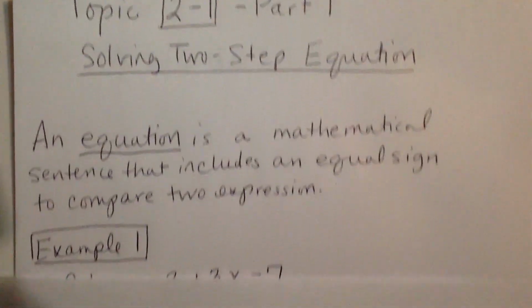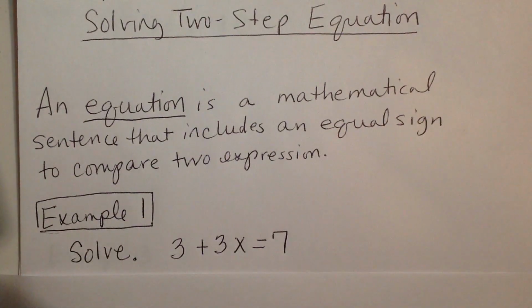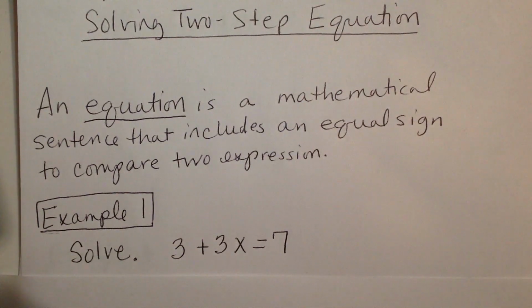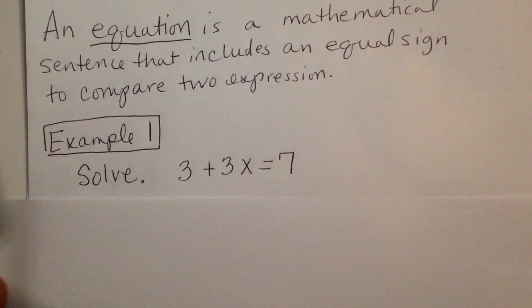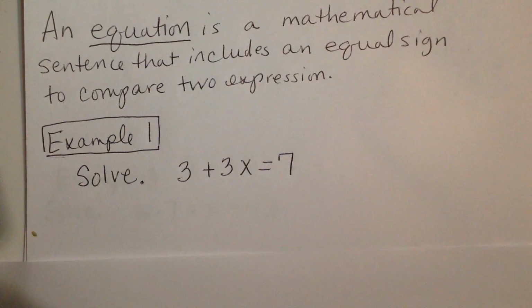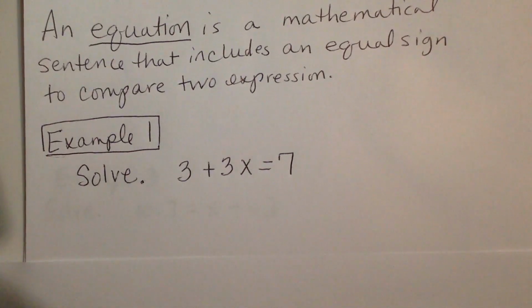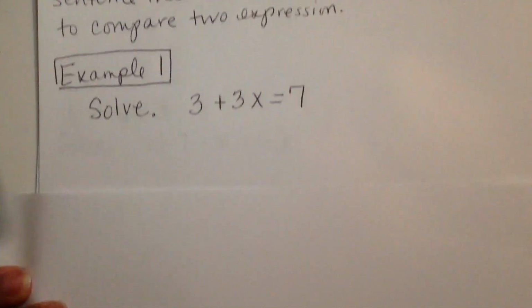Looking at this first example, example 1 is an equation. It has an equal sign, terms on the left and terms on the right. Let's solve this equation. To solve an equation, we want to solve for x. To solve for x means to get x on one side by itself.